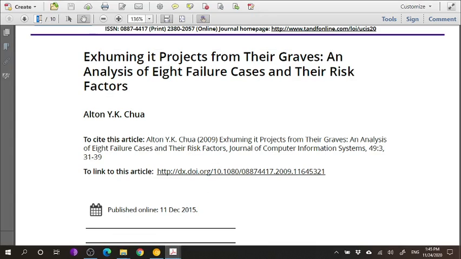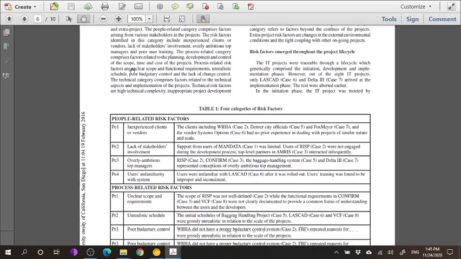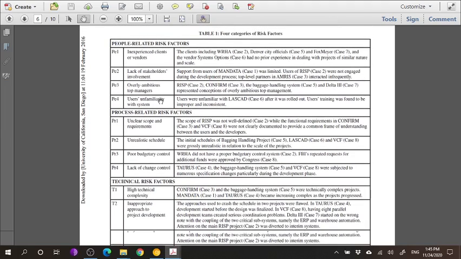Let's go to page number 6, where it actually is detailed. Let me zoom it out so that it's visible all at the same time. Now these are the risk factors that we're talking about. Each of these 8 cases has had one or the other of these risk factors actually implemented.